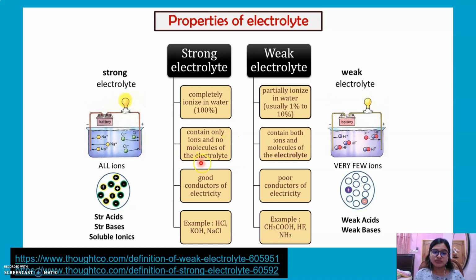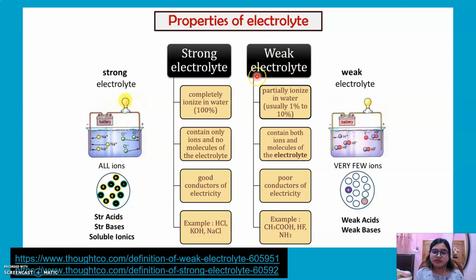There are no molecules of the electrolyte because all the molecules of the electrolyte have been dissociated into free-moving ions. So all ions are present in the solution. Therefore, it is a good conductor of electricity. Examples of strong electrolyte are strong acids, strong bases, and also soluble ionic compounds that are soluble in water. For example, hydrochloric acid, potassium hydroxide, and also sodium chloride.